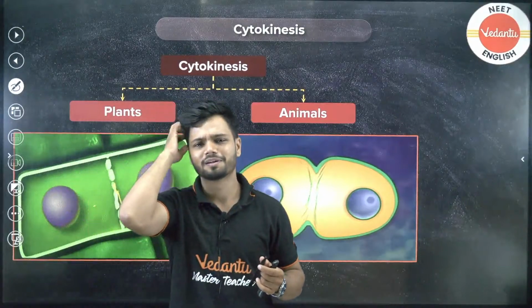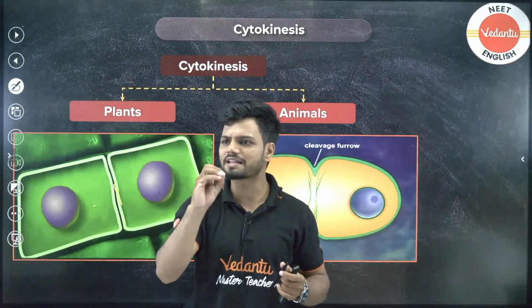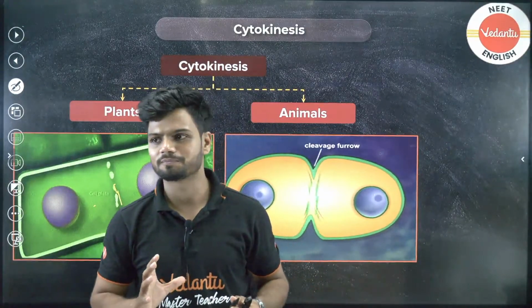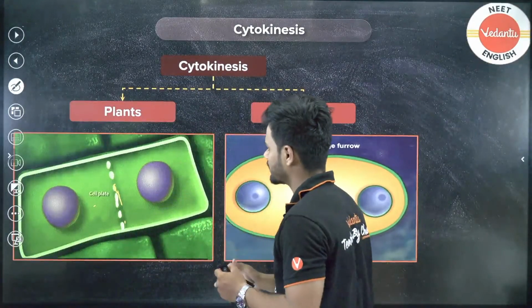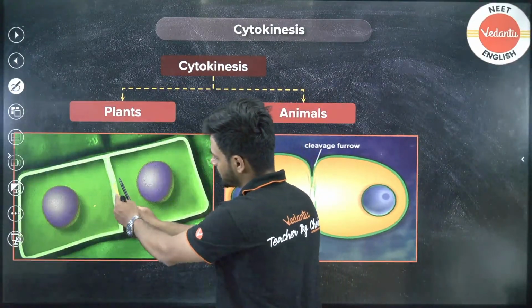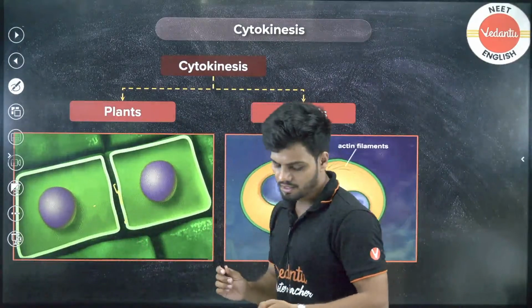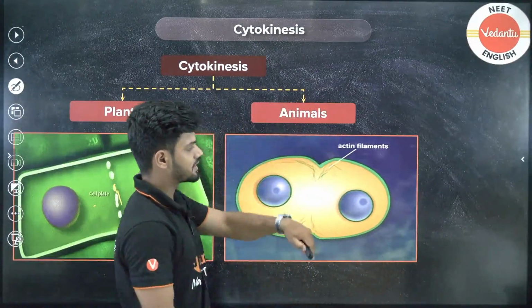That's all. It's very, very simple, cytokinesis. You don't have to break your head over this. In the middle, the cell plate is forming and it is dividing, in the case of plants. In the case of animals, furrow formation is happening. That's all.